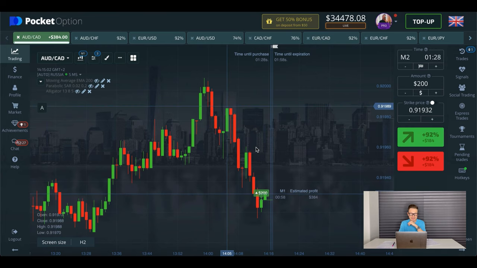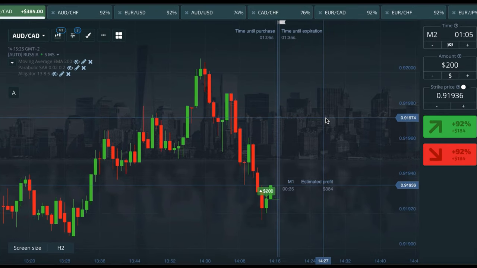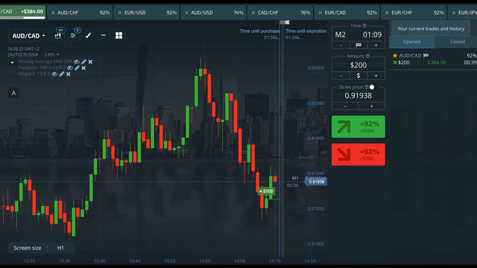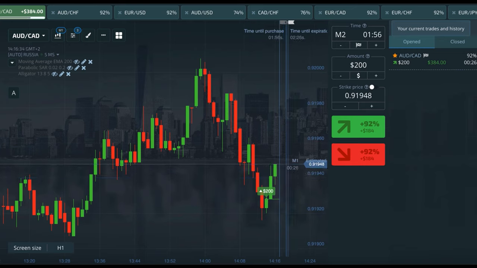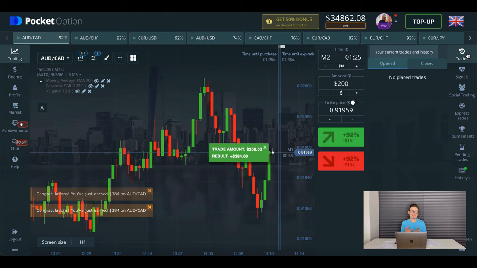Traders, I choose the CAD currency pair, I make a call option. We have a reverse hammer candlestick pattern, the upper shadow is long and the lower shadow is short. Further, the price has gone up, I make a call option. Traders, I have profit deals, very good result.